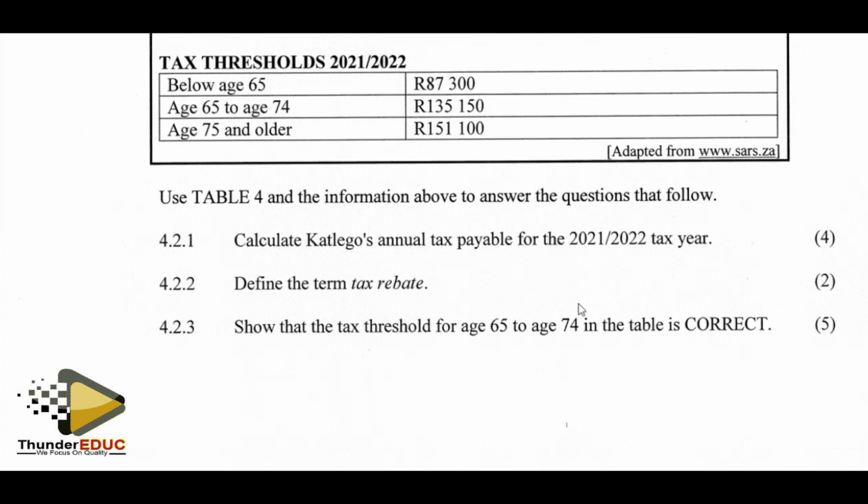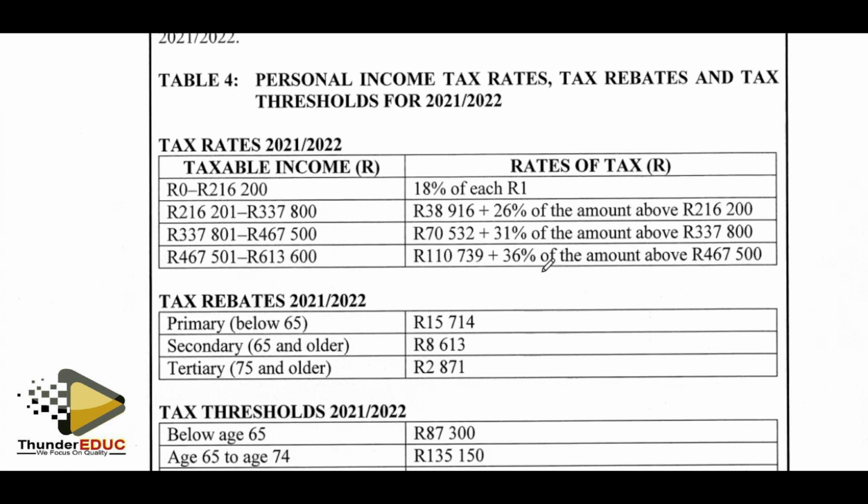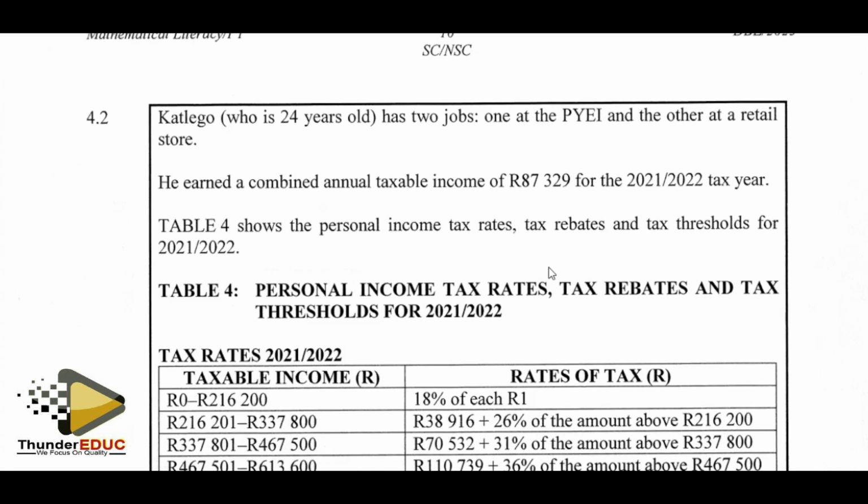They are telling us to calculate Kathleko's annual tax payable. First and foremost, we need to know how much the person earns. Kathleko is 24 years old. He works for that company there and earns this much. This is already the annual taxable income. They want us to calculate how much he will pay in tax.